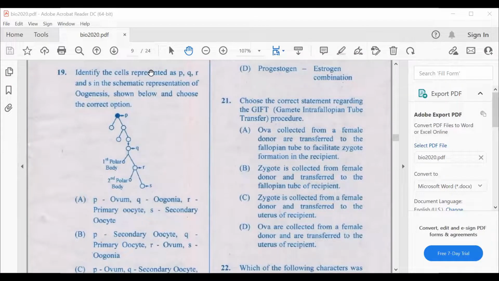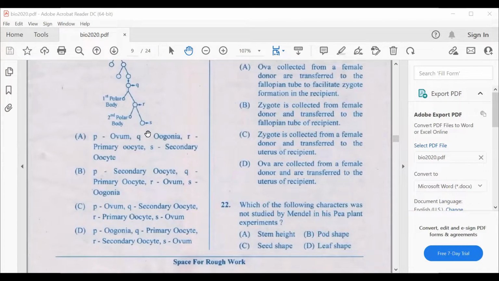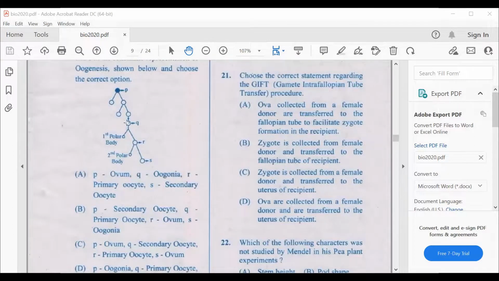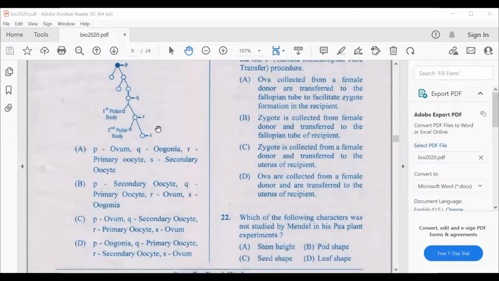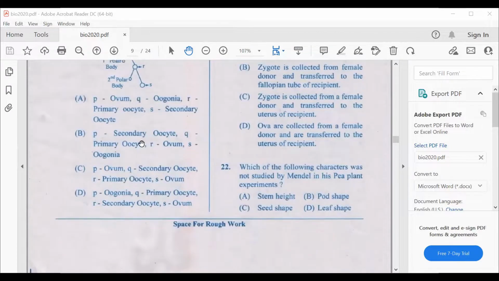Fine. Janvi voted as D, Vanikesh voted as D, Kirtana answered as D, Tasmia answered as D. Okay. So the right answer is very good. Sindhu also answered as D. So the right answer is option D: P is oogonia, Q is primary oocyte, R is secondary oocyte, S is ovum.